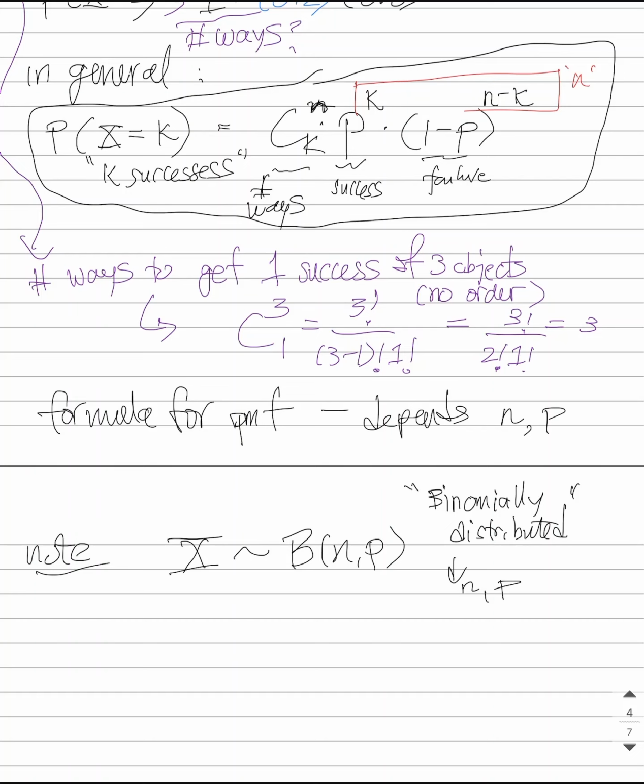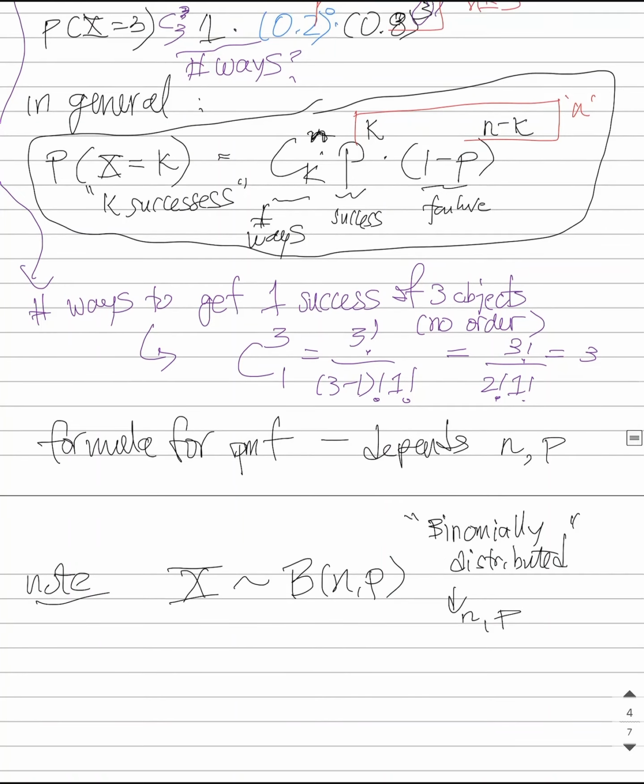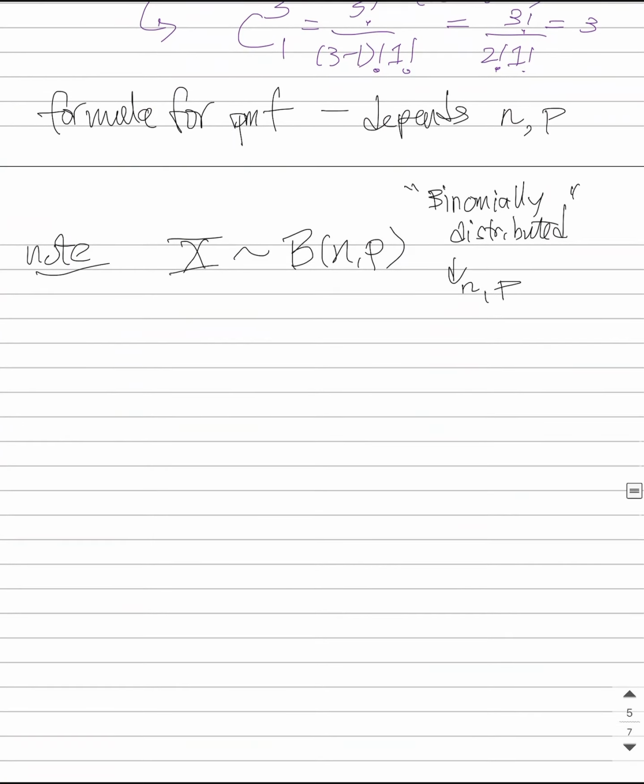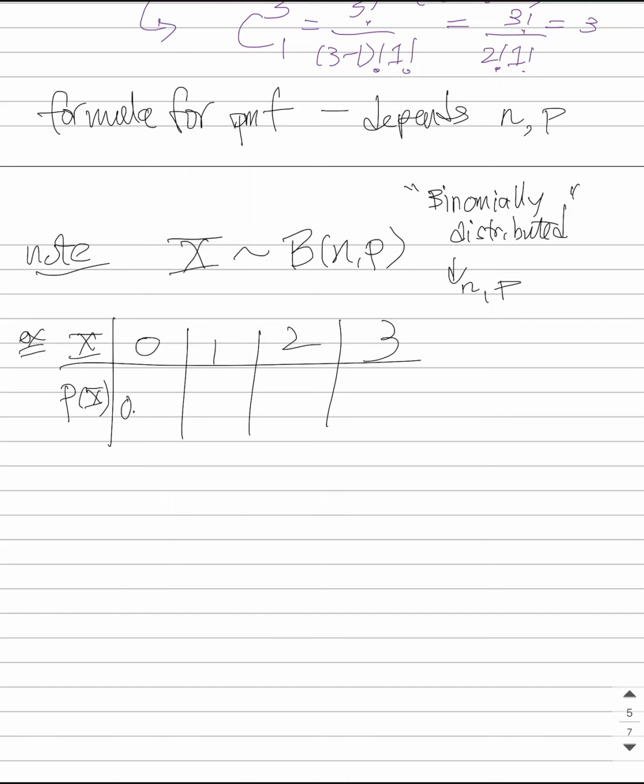Now, in the example that I did, remember when we have a probability mass function, we can always draw a bar chart for it. And if we draw our bar chart, in our example, we had these particular values. We had a 0, a 1, 2, and a 3, 0.008, 0.096, 0.384, and 0.512.